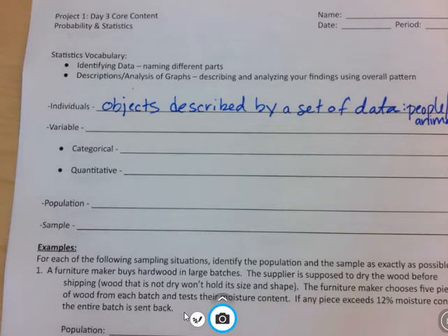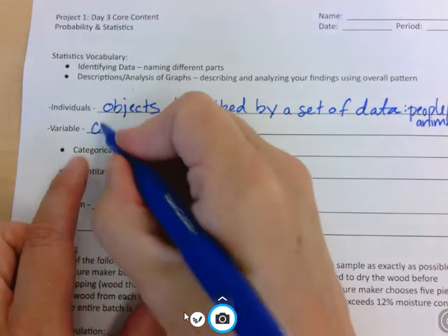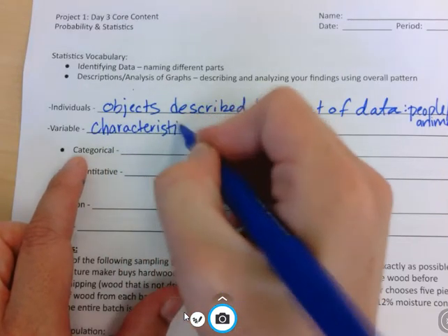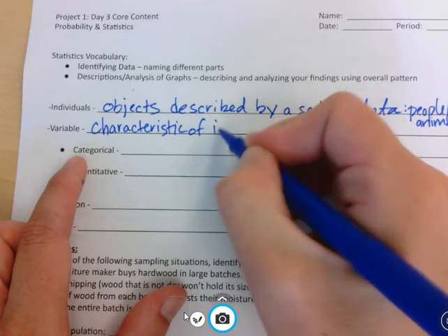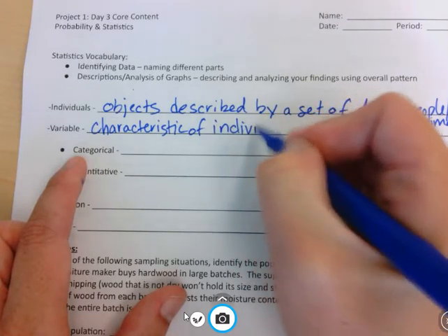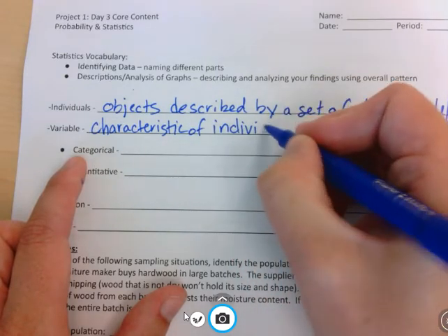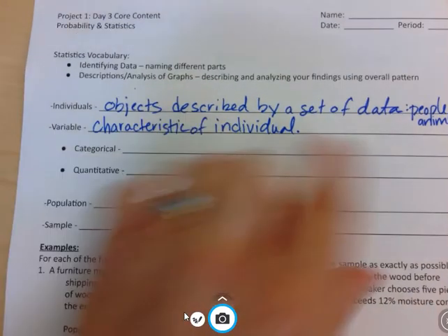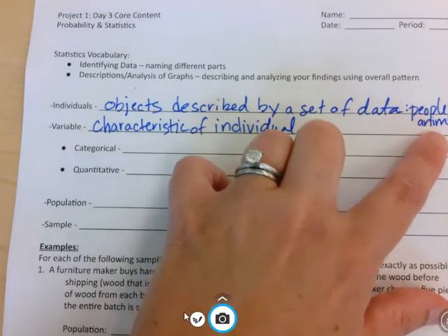All right, and then the variable is the characteristic of the individual. We already used this term. The characteristic of the individual. That's the one that you're measuring. Okay, so in your project, some of you chose to measure the price or the distance from your house, and these are the variables. Individuals could be people, but they could also be things or animals.